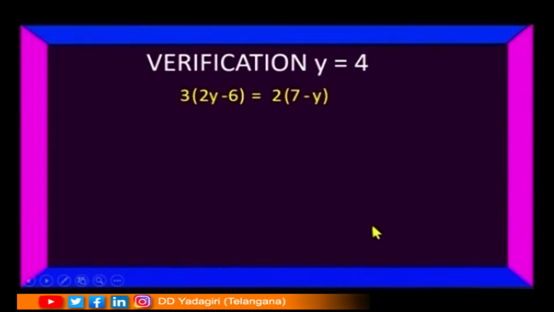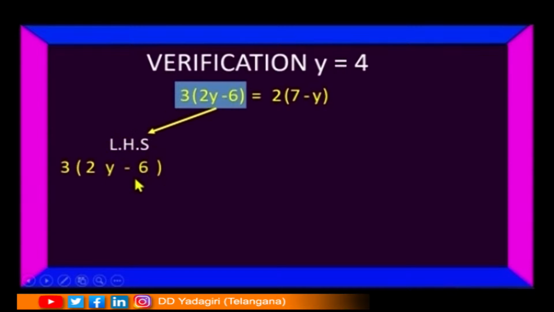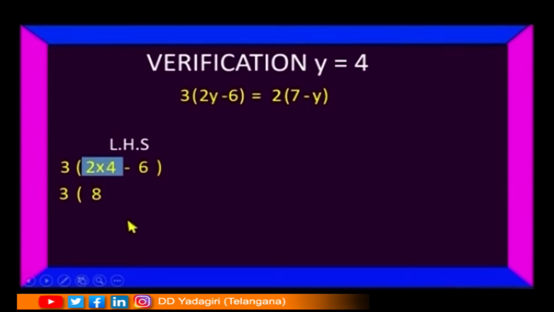Now the verification process. Let us take the linear equation again. You take the LHS part. So in place of y, what are we going to put? We are going to put 4, and don't forget to keep the multiplication symbol between the two constants. Thus 3 into 2 fours are 8, minus 6, and you know 8 minus 6 is 2, and then 3 into 2 is 6. So 6 is the result on the left hand side.